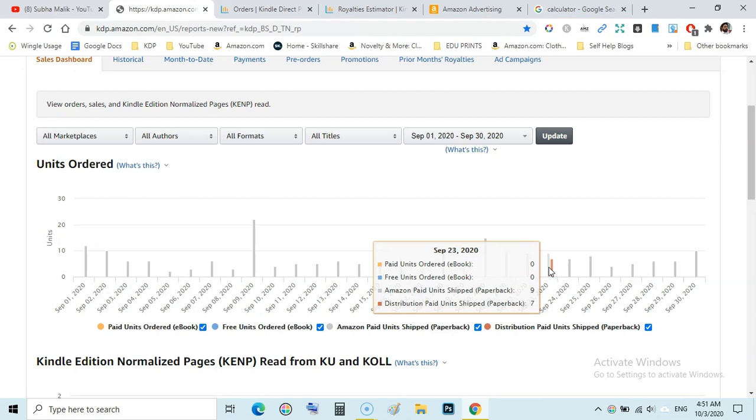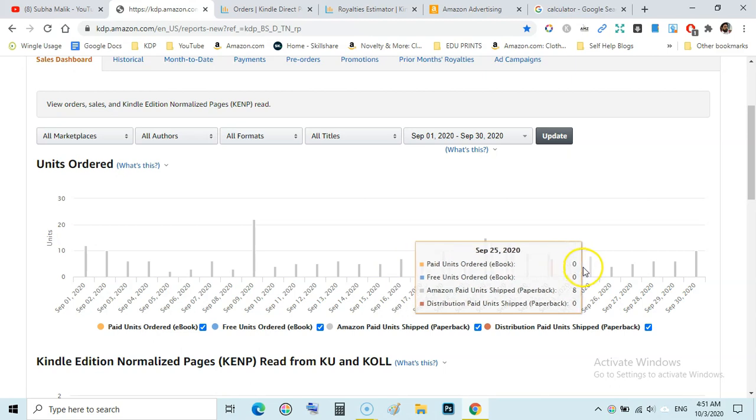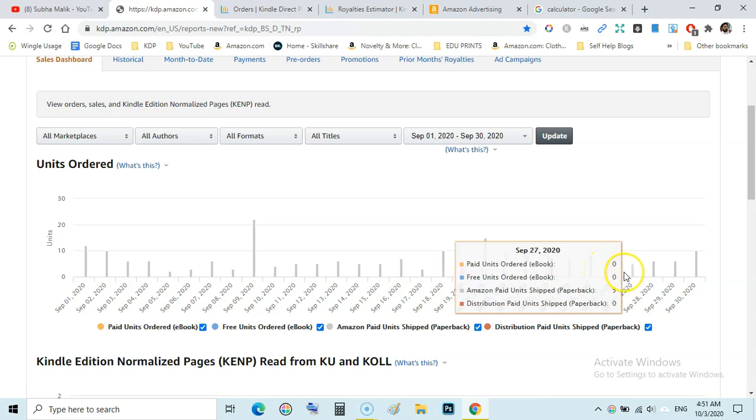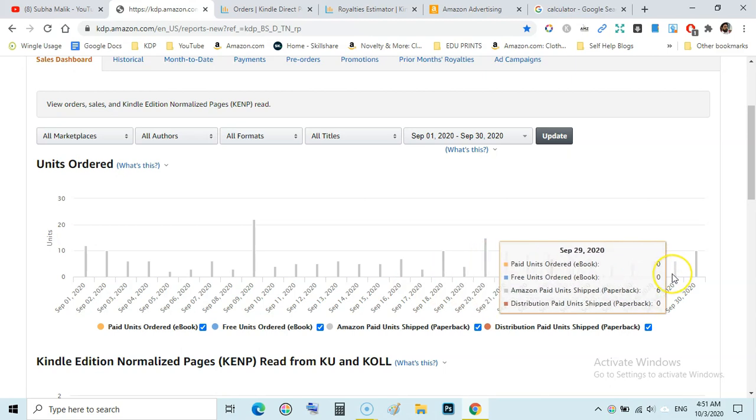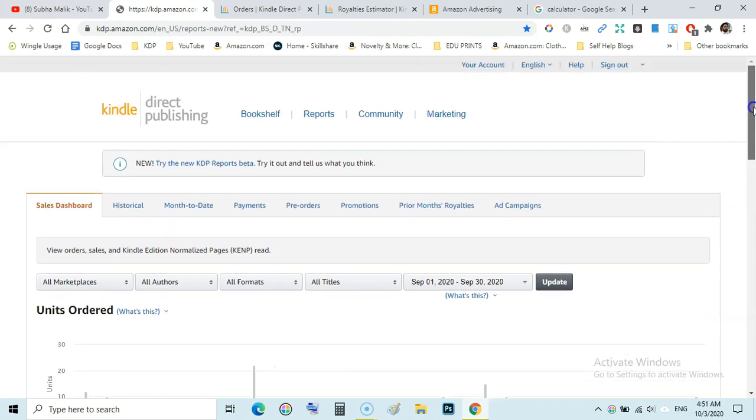So overall 16 units, 7 units on 24th, 8 units, 4 units, 5, 6 again, and on the last day 10 units. So let's see the total units sold.